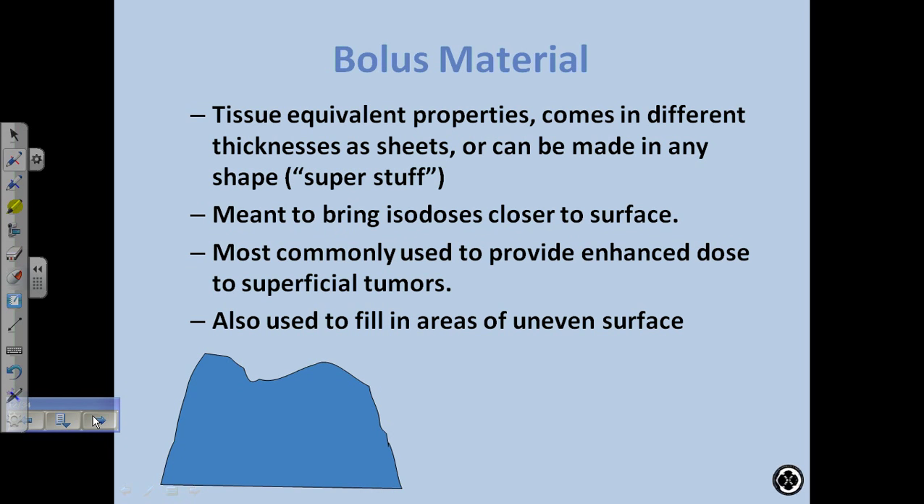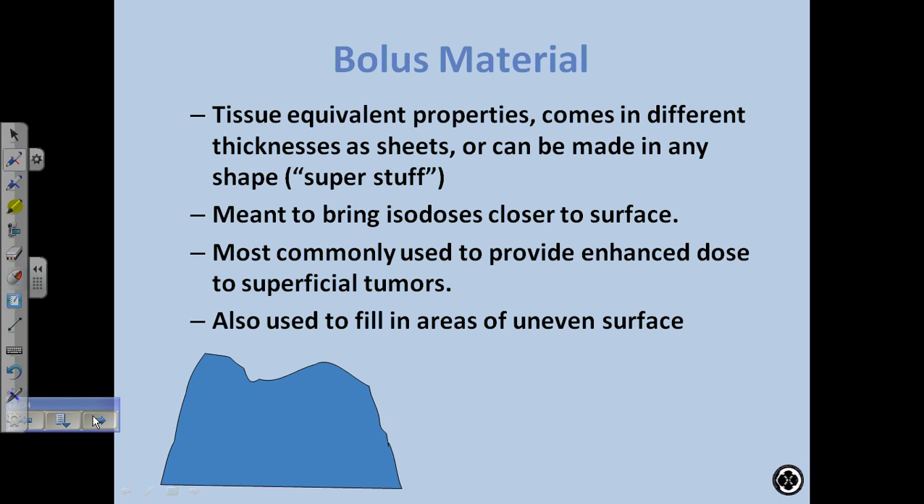And so why do we do that? So tissue equivalent properties, bolus material has tissue equivalent properties. It comes in different thicknesses. And there's also this other stuff that comes in powder form in a bag. And you add water and you can make bolus material. The purpose of bolus material is to bring isodoses closer to the surface. Okay. Most commonly used to provide enhanced dose to superficial tumors. That's when you don't want skin sparing. That's when you want to treat the skin.